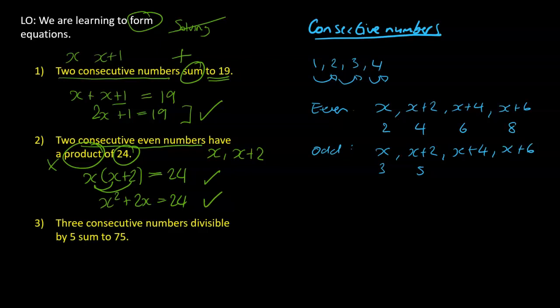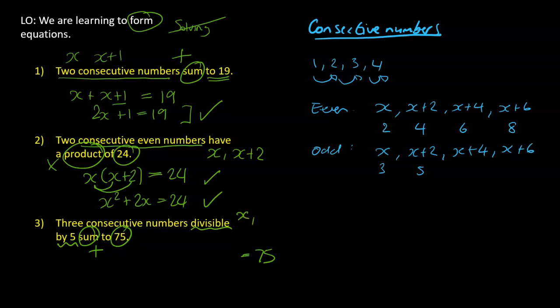The final one is one we haven't really looked at before, but firstly there's three numbers, so that's going to be a bit more complicated. They do sum to 75, so the summing is a plus sign, and we know it's going to be equal to 75. And the other one here we've got is divisible by 5. So let's have a think.